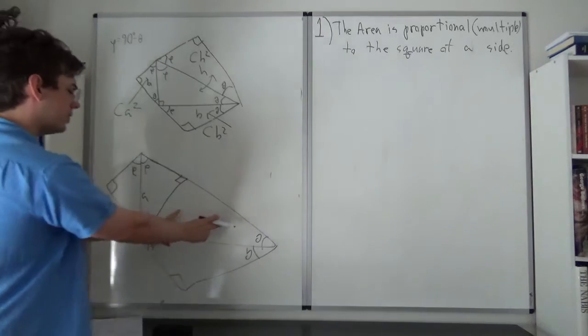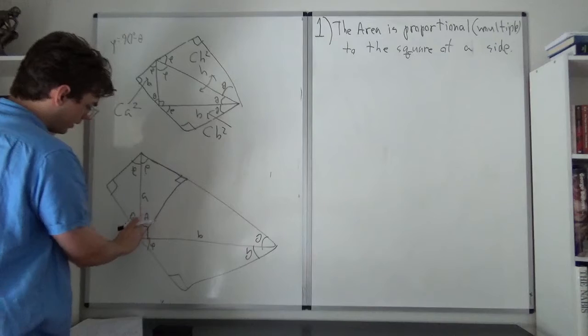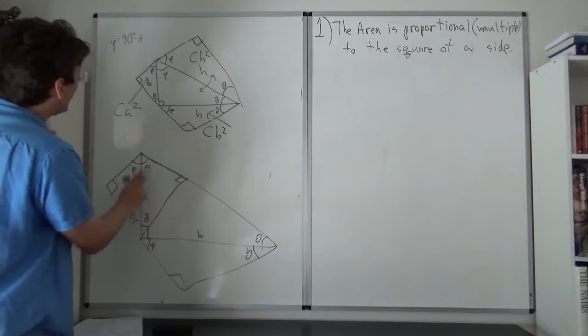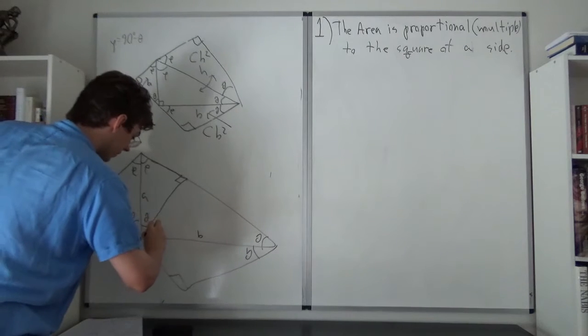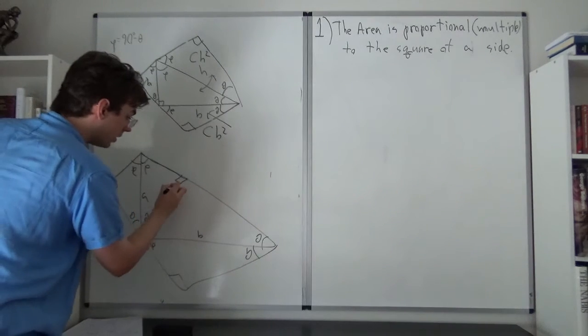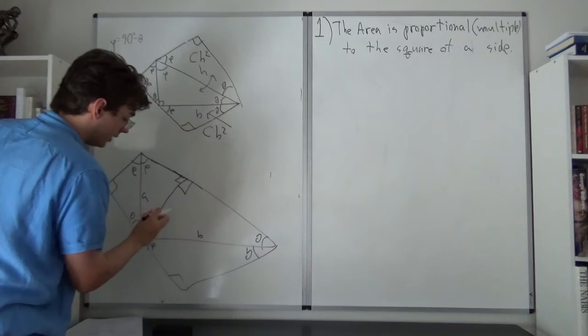Alright, what about this triangle here? Well, let's see here. If this is theta, and this is 90 degrees, and phi is supplemental to theta, then I know this is phi right here. And oh look, this is 90 degrees, and this is a straight line. This is also 90 degrees.